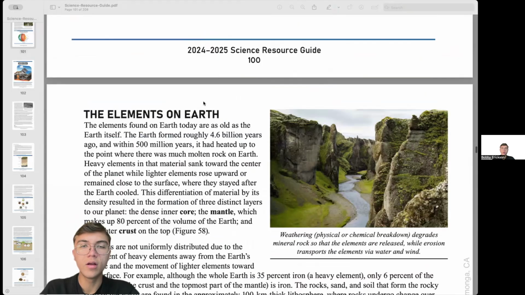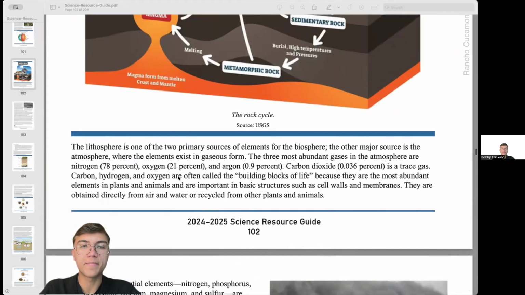And so we get to see that the lithosphere is one of two primary sources of elements in the biosphere. There's also a major source in the atmosphere, where elements exist in gaseous form. So the biosphere takes most from the lithosphere and the atmosphere. If you're ever asked on a question what the two primary sources of elements in the biosphere are, you would answer lithosphere and atmosphere.